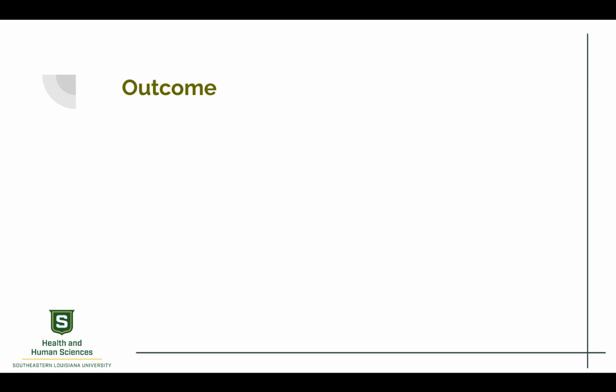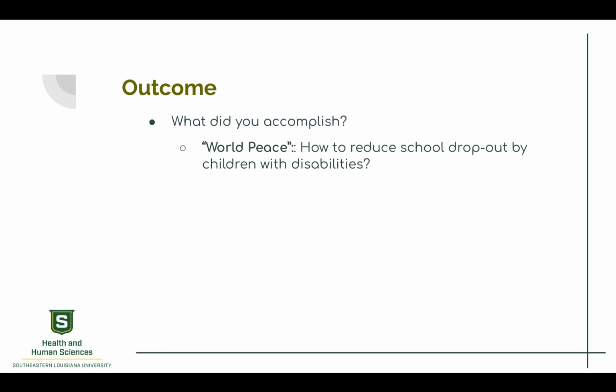And then finally, with outcome, what are you hoping to accomplish? You could go more aspirational. I'm using the word world peace in this case because it's really going aspirational, where you could be looking at how to reduce school dropouts that happens among children with disabilities.